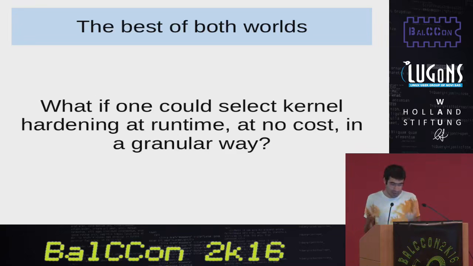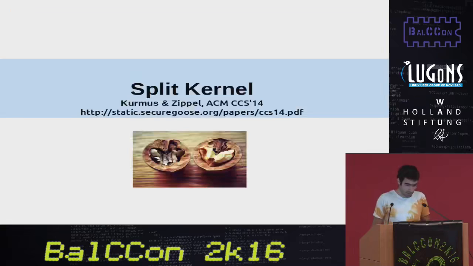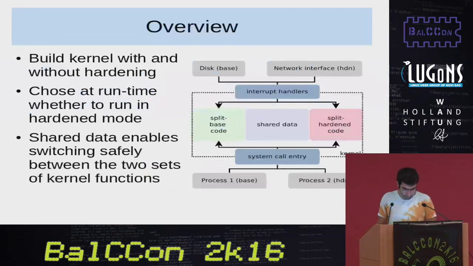And what if we could select kernel hardening at runtime at no cost and in a granular way? So for instance, at process granularity, right? This is a paper that we did together with Robbie Zippel, who was an excellent student that worked with me at IBM. And the paper, you can also have a look at, I put the link in the description of the talk. So a bit of an overview of the approach.